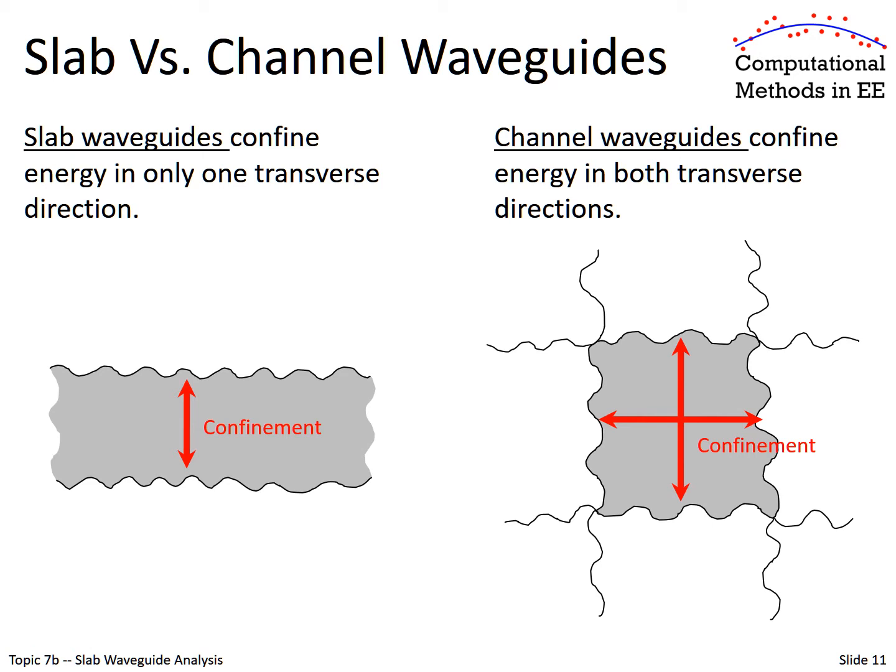Probably more useful are what are called channel waveguides. And these act much more like pipes where they have confinement along two different directions. And in both these cases, the actual mode that's propagating is in and out of the screen. So channel waveguides are really inherently a two-dimensional analysis, and that would have to wait until we get to two-dimensional analysis. So we've only, at this point, learned a one-dimensional finite difference method. So that's why we're analyzing slab waveguides.